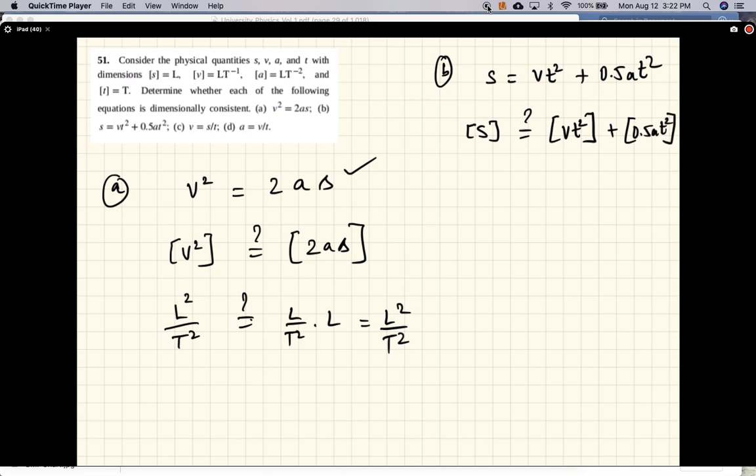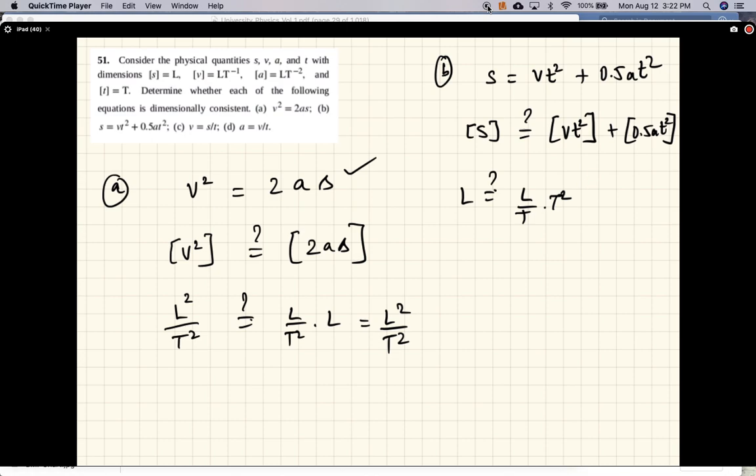The 0.5 is a number and it has no dimensions. So the dimension of S is length. Is this equal to the dimension of velocity, which is L over T, times T squared? So L over T and T squared. We don't even need to go any further because this is L times T, and that's not equal to that.